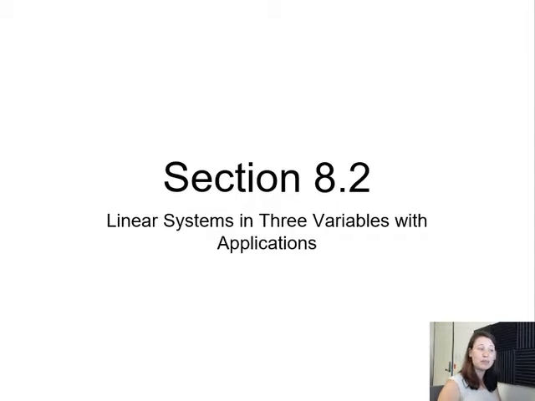Okay, this is 8.2, linear systems in three variables. The last section we did was linear systems of two variables, so two equations, two variables. Now we've upped it a little bit to have three. So let's try to visualize what a solution with three equations, three variables looks like.